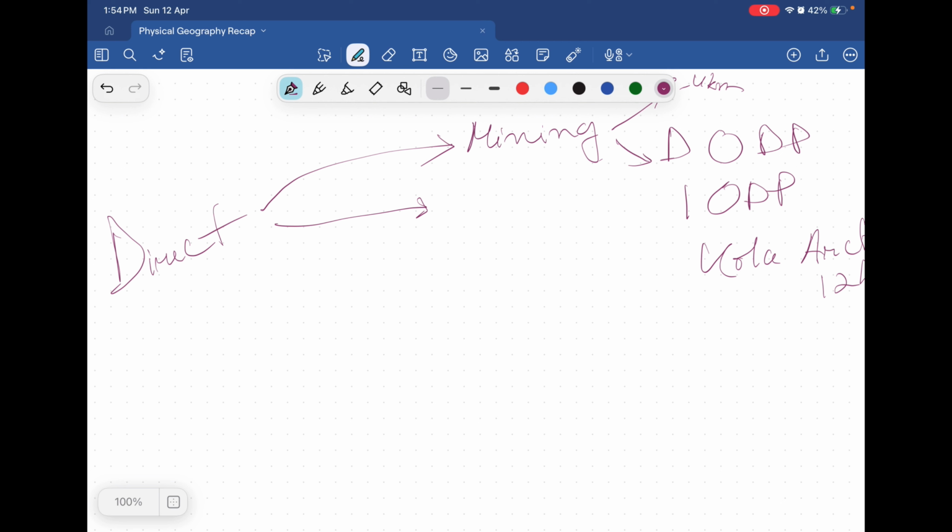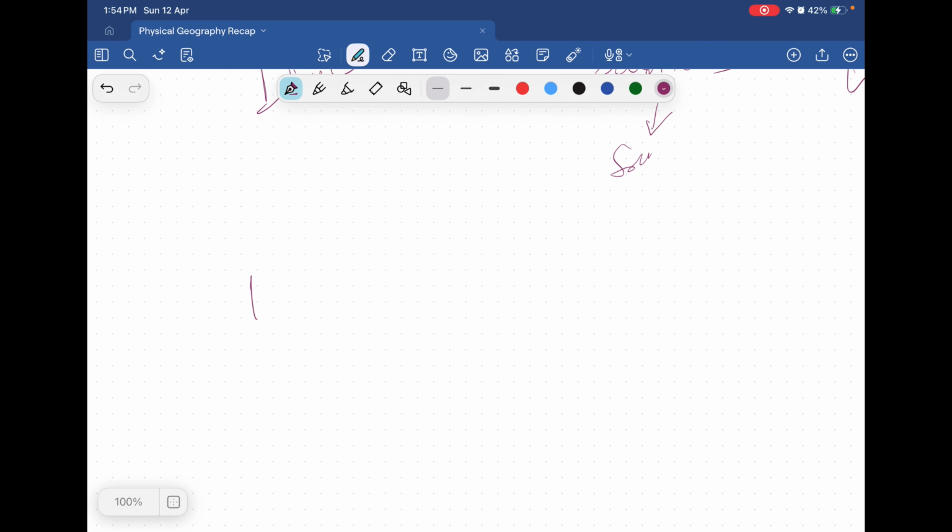Another direct source about the interior of the earth would be volcanic eruptions. Okay, these volcanic eruptions bring forth the magma and lava from the interior of the earth to the surface. Next, indirect sources.